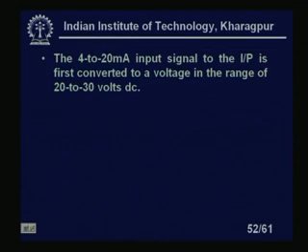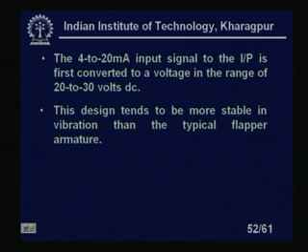The 4 to 20 milliampere current input signal to the I to P is first converted to a voltage in the range of 20 to 30 volts DC. Now, this voltage is actually given to the flapper. This design tends to be more stable in vibration than the typical flapper armature.